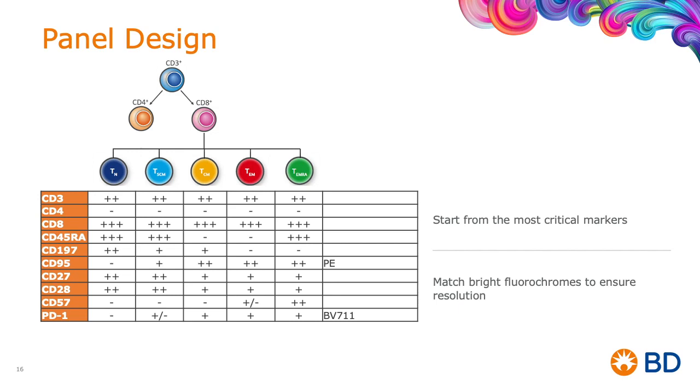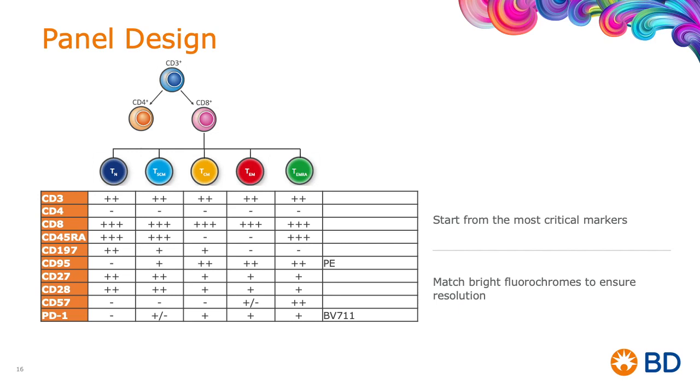These are usually the antigens expressed at low levels, and we want to really resolve them as much as possible. So I identify CD95 and PD1 as my most critical markers. And I'm going to use bright or moderate dyes like BV711 to make sure I have enough resolution power to resolve these markers. So I'm primarily focusing just on matching antigen density with fluorochrome brightness.